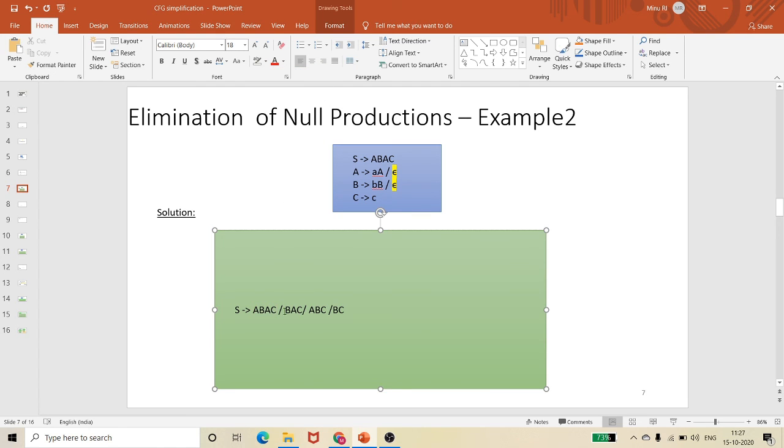Now I am going for the next production. Here I have an A. If I substitute epsilon in this place, I will get BC. I have already written BC over here.